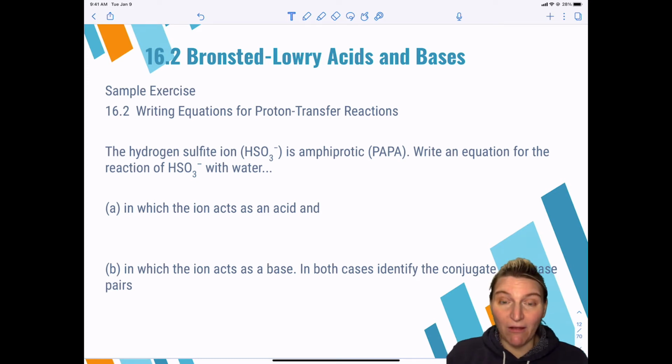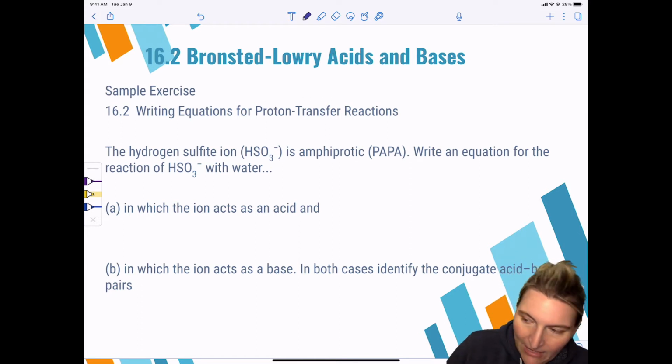Okay, so continuing on with 16.2, we have one more practice question, writing full equations for a proton transfer type reaction. So hydrogen sulfite, HSO3 negative, is amphoteric because it's a good example of one of those protonated anions of a polyprotic acid. Write an equation for the reaction with water in which it acts as an acid and in which it acts as a base.